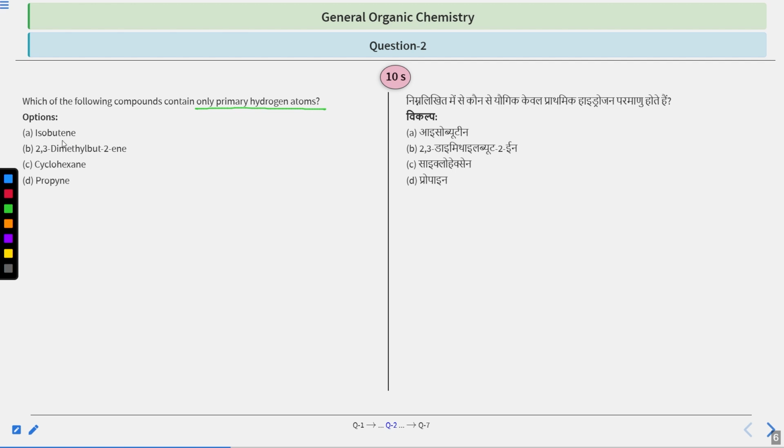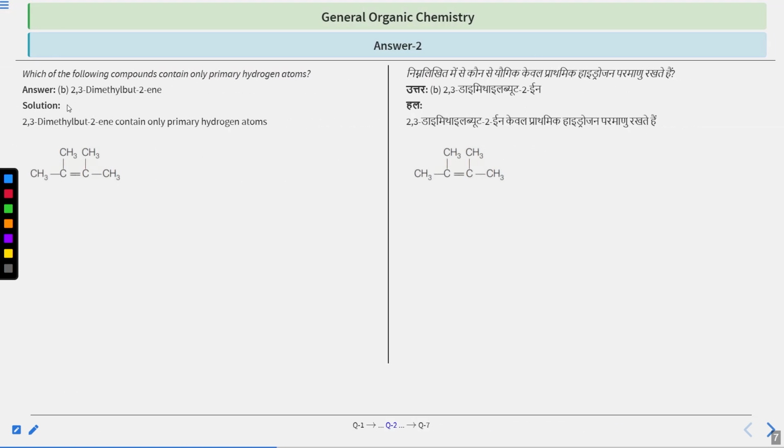Options are isobutene, 2,3-dimethylbut-2-ene, cyclohexane, or propyne. You have 10 seconds to solve this question. After that, we will see the answer. Okay, let's see. The correct answer is option B, that is 2,3-dimethylbut-2-ene.